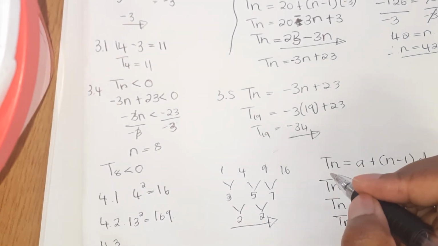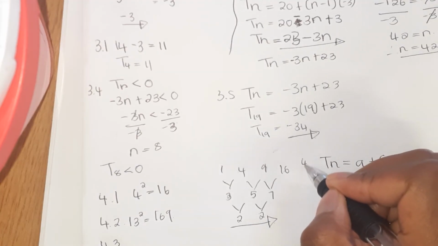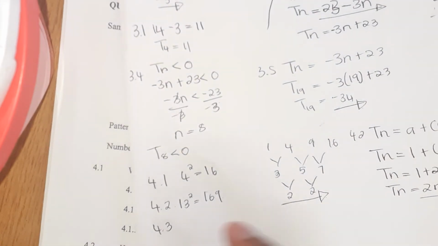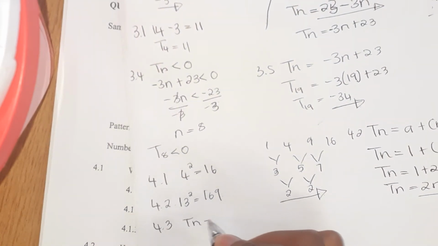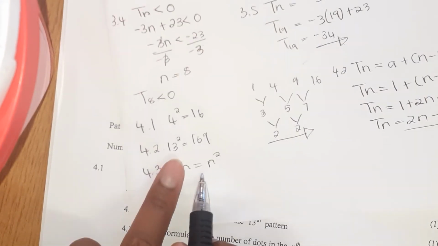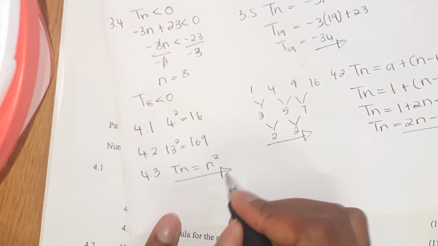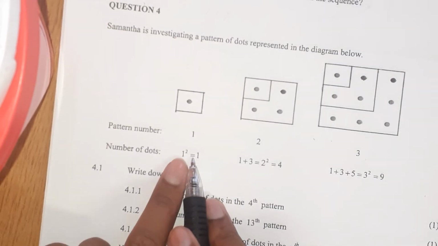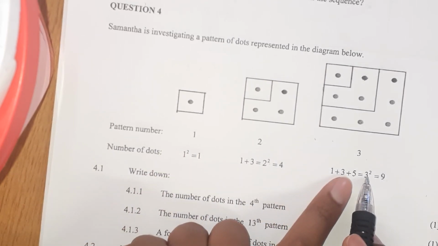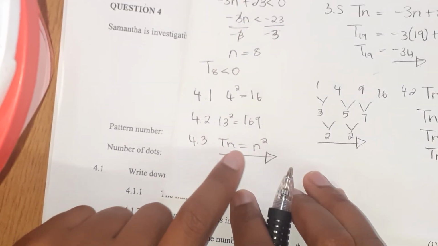That is one. This is for 4.2, this is for this one. So here we're just asking for the formula for the nth term. The formula for the nth term on this is Tn equals n squared. You just take the number of the term and square it. This is the position: number 1, we square it; number 2, we square it; number 3, we square it. So that is the formula for the nth term of this sequence, which is 1 mark.